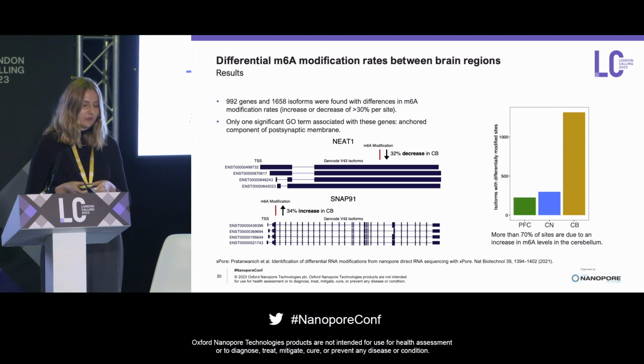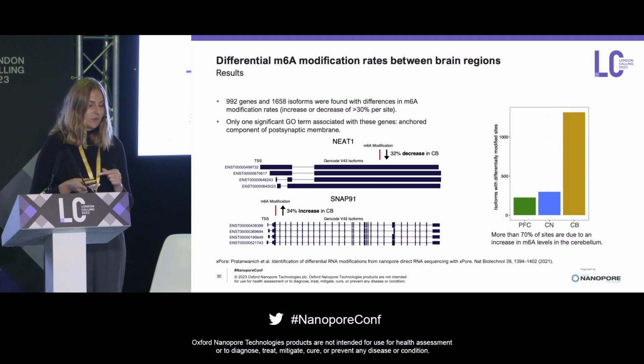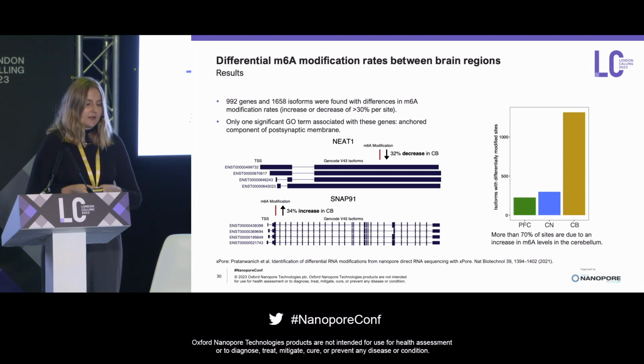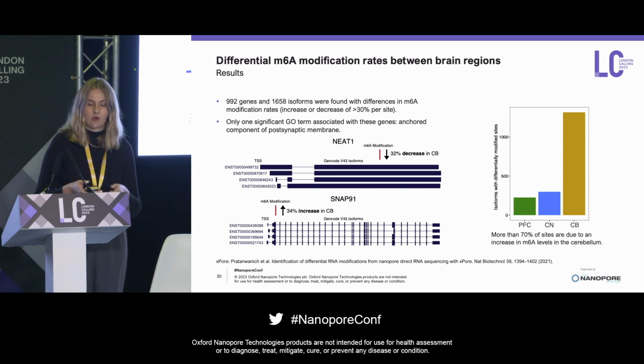I've got two examples from two different genes. The top one here is NEAT1, which is a long non-coding RNA. This actually had a decrease in the M6A modification levels, so that's shown in the red on the top here. And so that goes against what we would typically expect from the cerebellum. On the bottom, we have the SNAP91 gene, and this shows the more typical increase in M6A levels in the cerebellum.